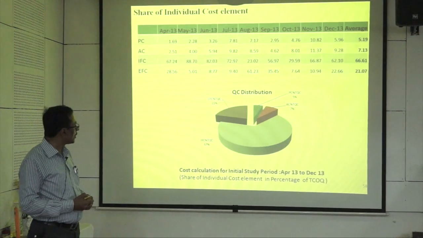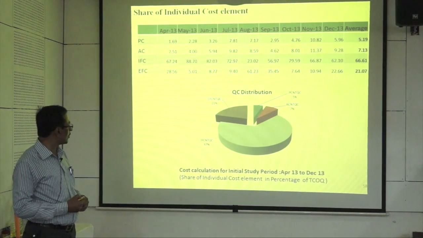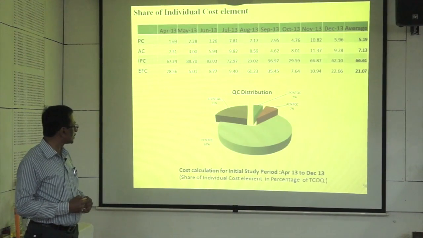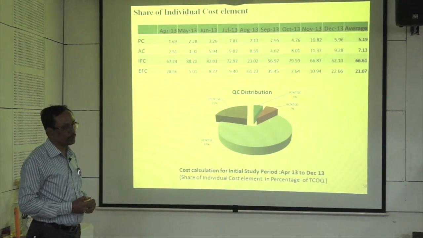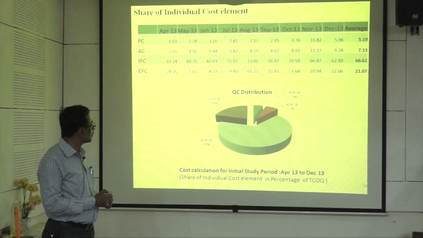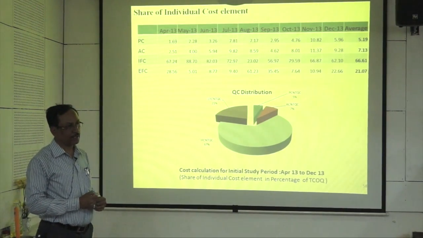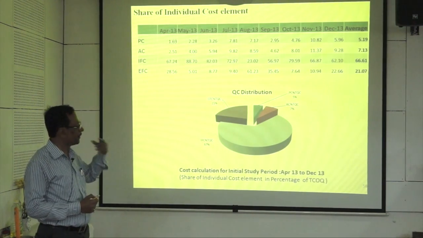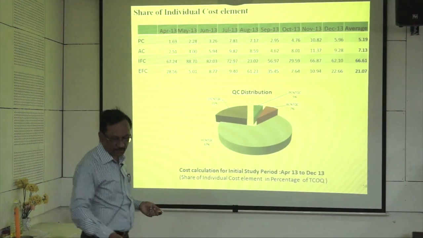Now here, this is a component. External failure cost is 21% of the total cost of quality. Internal failure cost is 67%. 5% is prevention cost and 7% is appraisal cost. Now this is not that healthy actually. This should go on increasing, prevention and appraisal. Okay. So this was the initial study period.